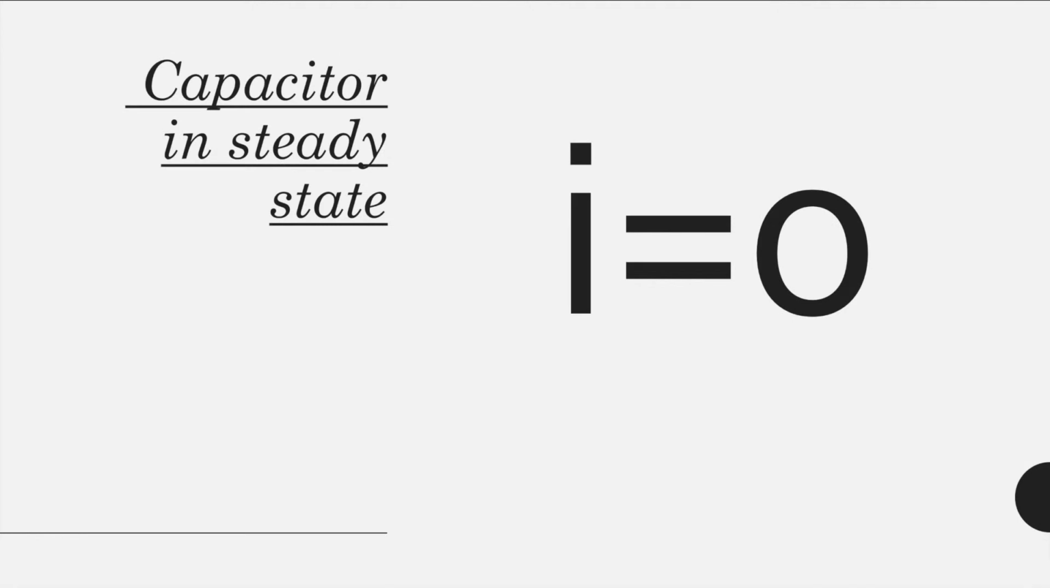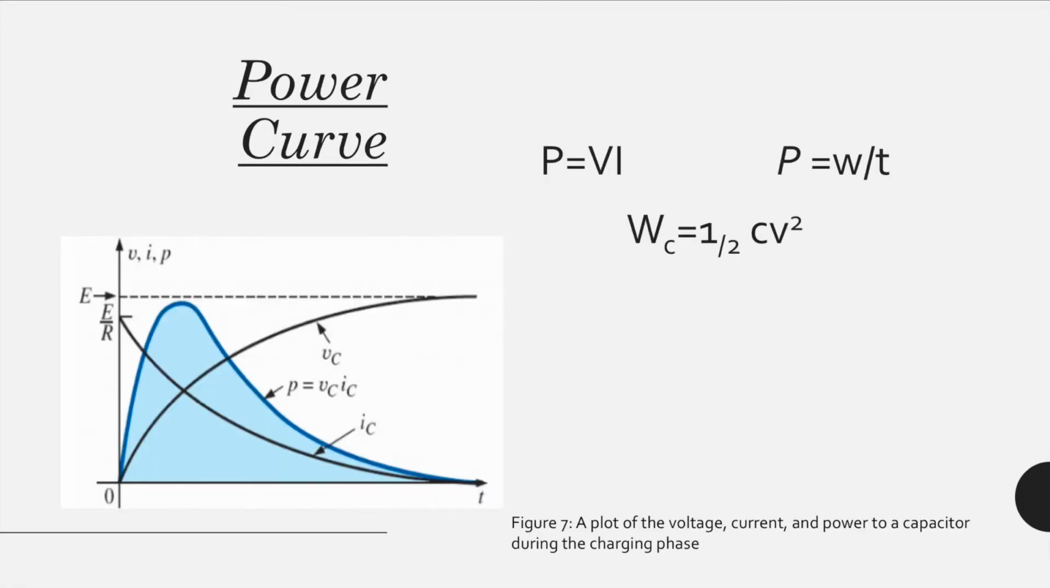Capacitor in steady state. Once charged, the capacitor becomes an open circuit. Current equals 0, and the circuit is in steady state. Power curve. The power curve of a capacitor is the product of voltage and current at selected instances of time. The energy stored within the capacitor is the area underneath the power curve.